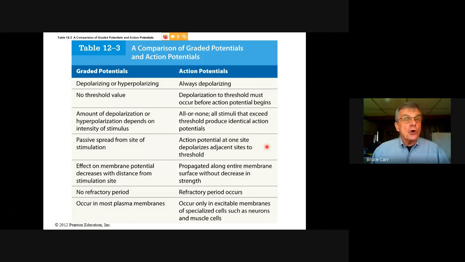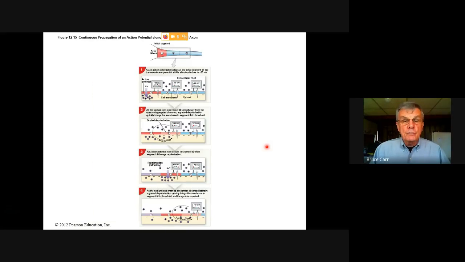Graded potentials are occurring on almost all plasma membranes in the body on a constant basis. But action potentials are characteristic of what we call excitable membranes, sensitive membranes, which means you poke them and they do something. We've now got two examples of those: the neurons of the nervous system, which propagate signals for fast signaling, and the muscle cells that produce contraction and movement.